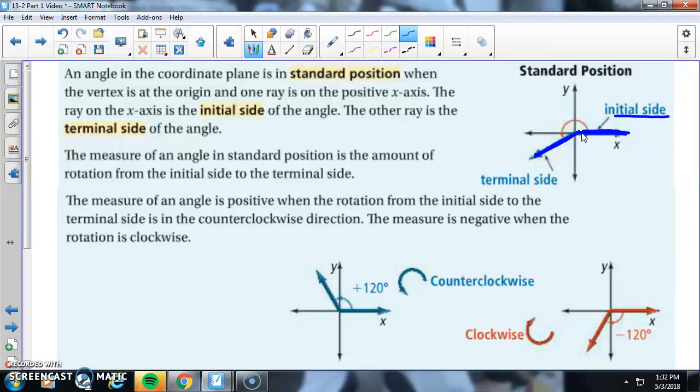The measure of an angle in standard position is how much we are rotating from that initial side to our terminal side. Really, what's the angle measurement from side 1 to side 2 is what we are measuring. And we have a positive angle when our rotation is counterclockwise, just like our quadrants. And we have a negative measure when we would go clockwise. So if we started going down, this would be our negative angle. However, counterclockwise is a positive angle.